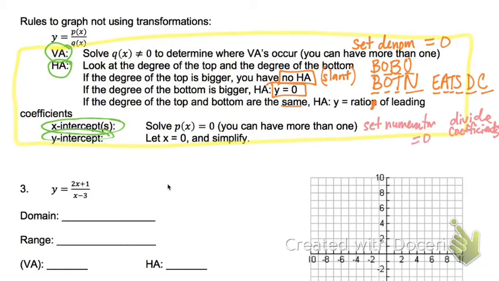And then y-intercept, you set x equal to 0. So there are 3 things you're going to set equal to 0: numerator, denominator, x. And then you're going to do the Bobo, Botten, eats DC thing. So those are the 4 things you will do for equations like this.